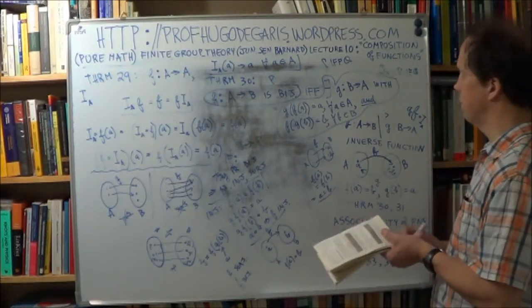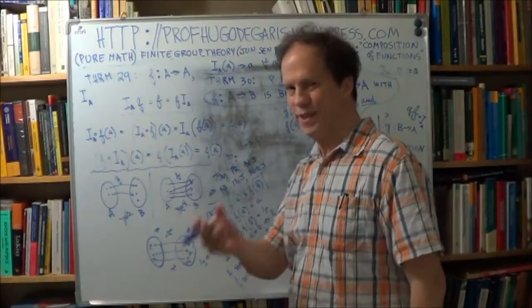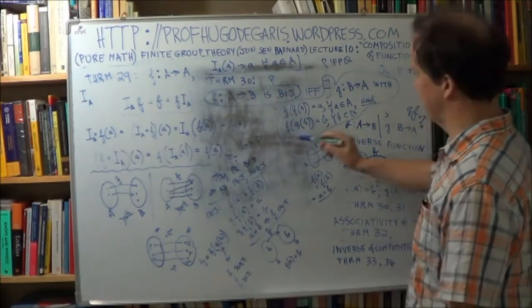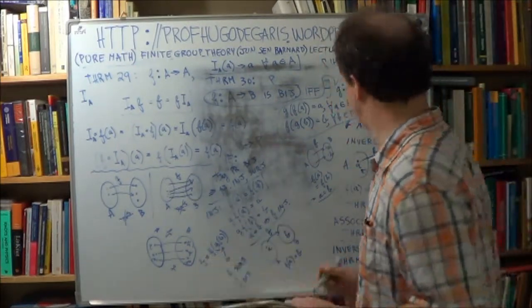Alright, so we've done half. Now we've done 2 parts of 4. So we've now done the if part. How about the only if?